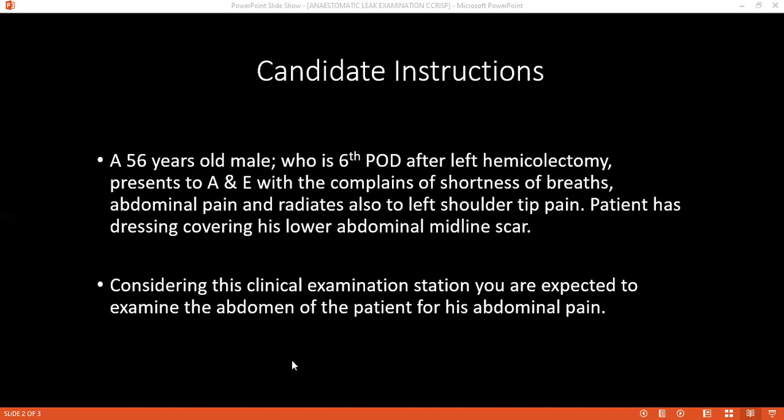Just repositioning, asking the patient to lie flat with legs uncrossed. And I'll do the inspection of the abdomen from the end of the bed. I look for scars, any bruising, Cullen's sign, Grey Turner's sign, any signs of abdominal distension, hernias, and stomas.